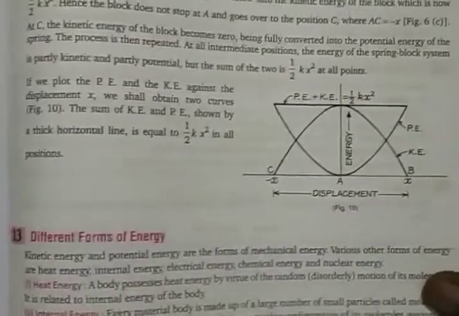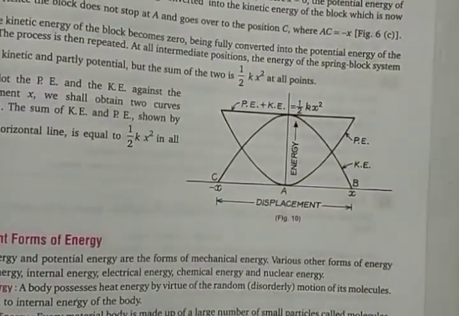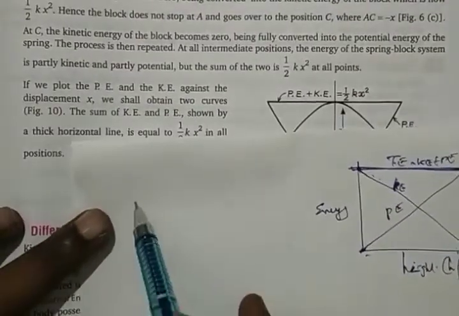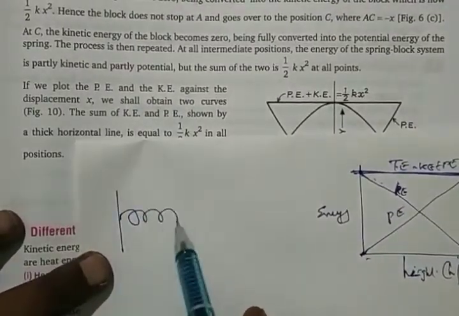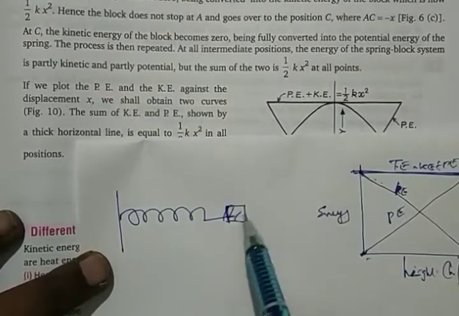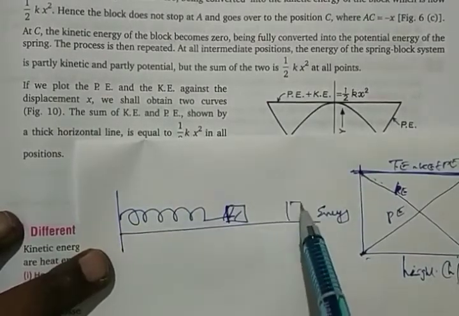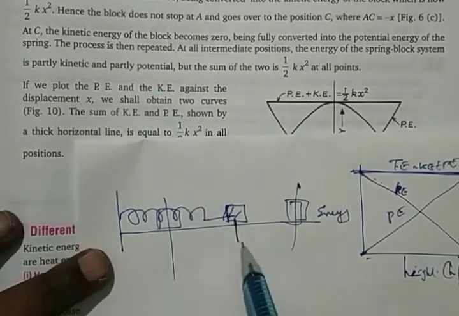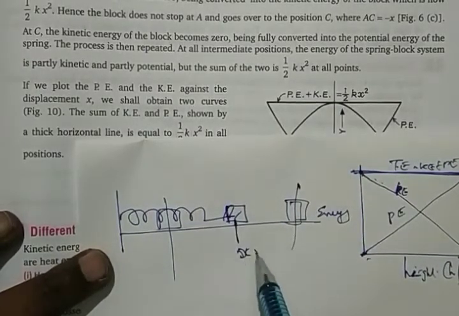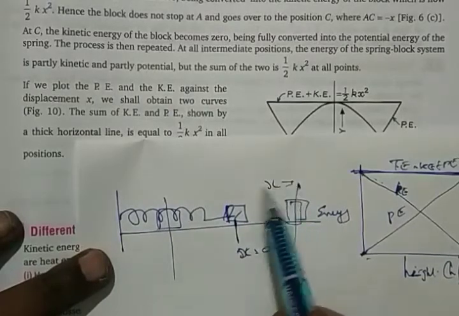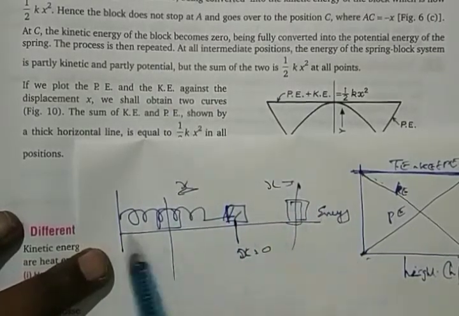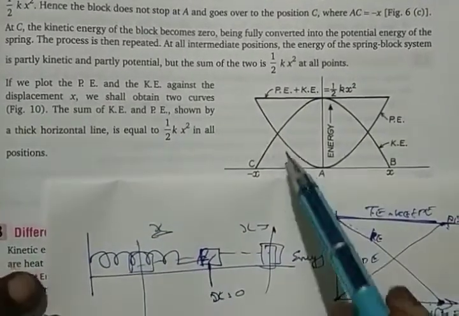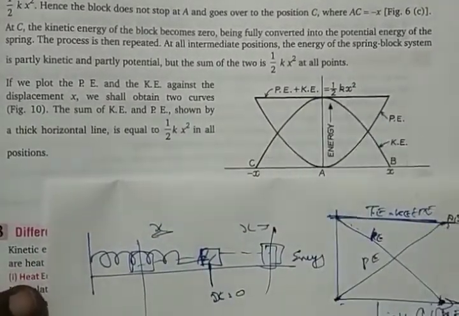Similarly, a graph can be drawn for the spring also. For example, there is a spring which is oscillating constantly with this body here. It goes up here and again comes back here, and there is the mean position, x is equal to 0 here, and it goes to x here and comes to another x here. It just oscillates up and down. Then the energy comes like this, a parabola.